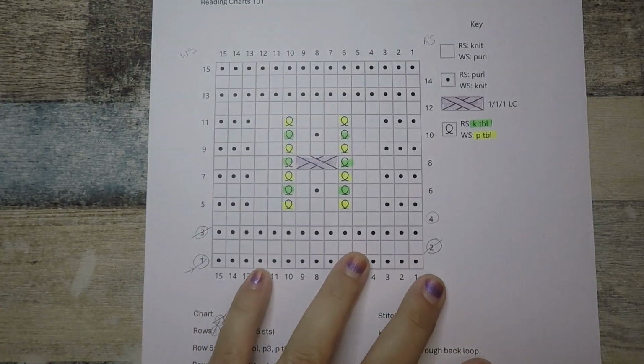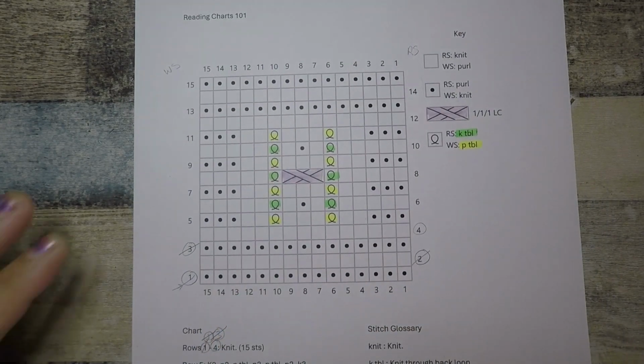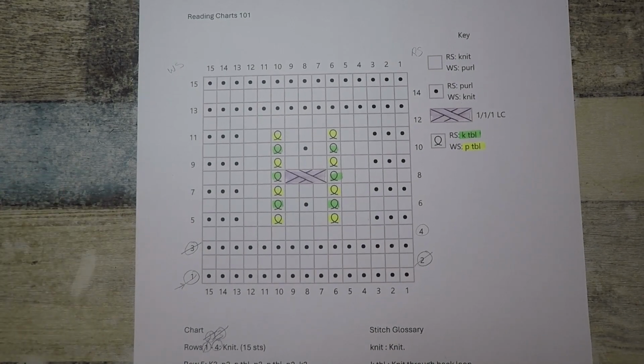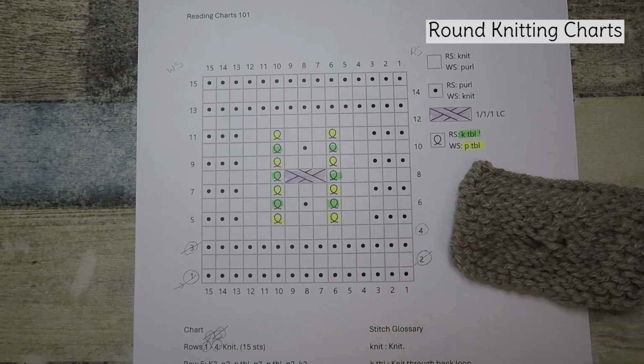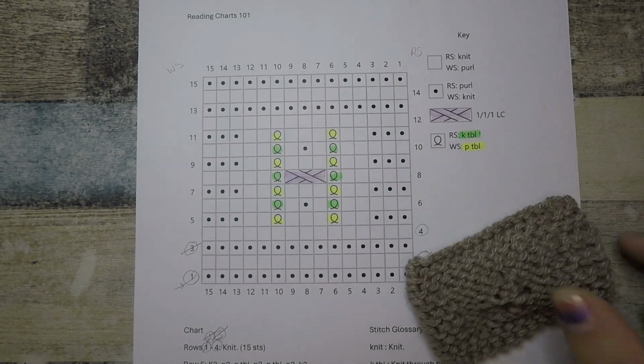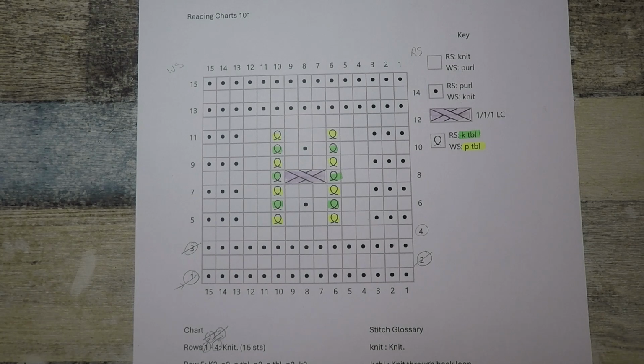Now, I did tell you that that is flat knitting instructions right there. It is a little bit different if you are knitting in the round, because when you are knitting flat, like I said, you're flipping your work and looking at the back side, front side, back side. But when you're knitting in the round, you are always looking at the right side.